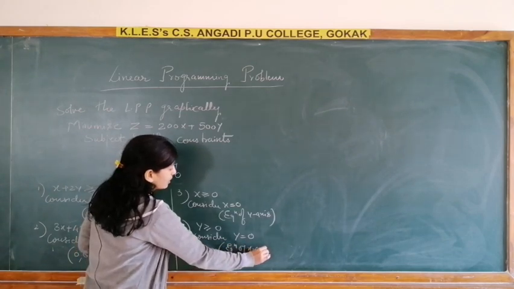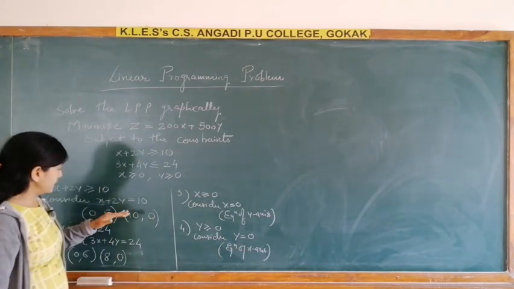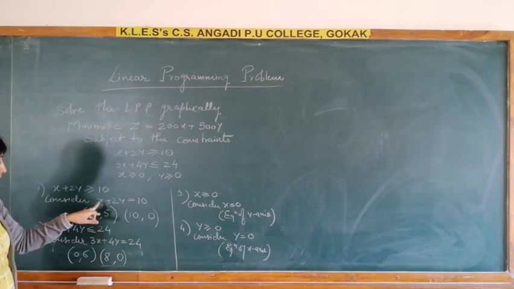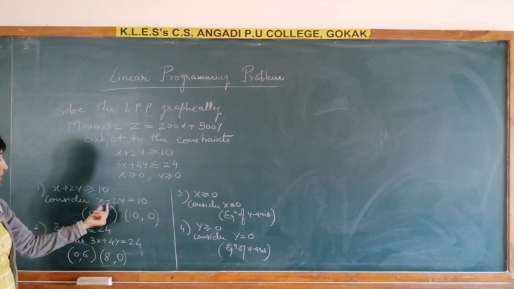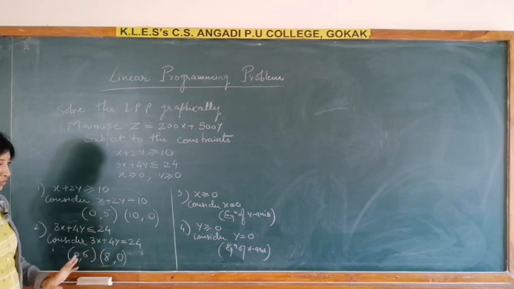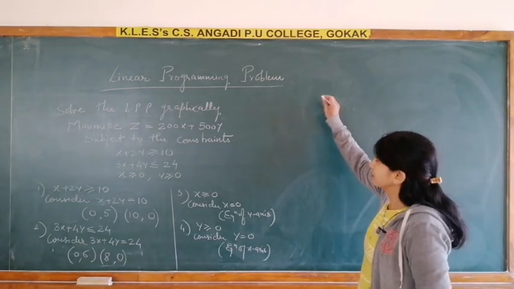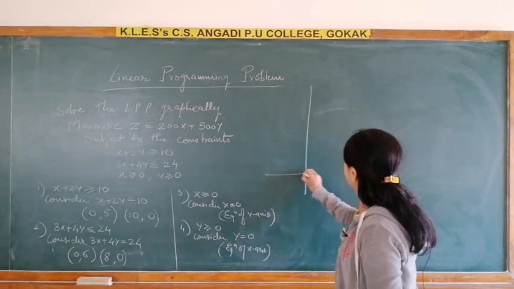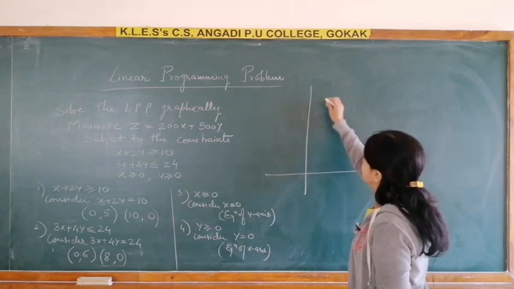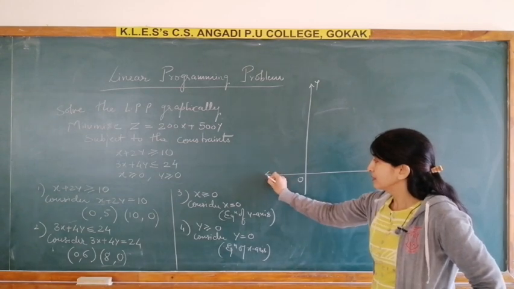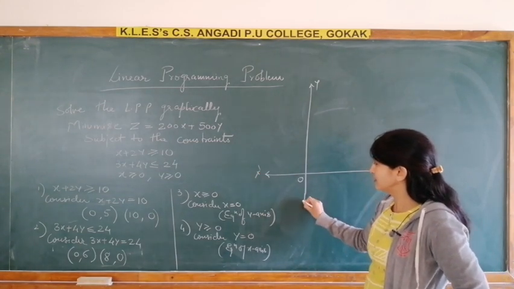So we have taken all the constraints. When it is given in two variables, find the value of x and find the points when x is 0, when y is 0. Similarly, when x is 0 and y is 0. After this, we have to draw the graph. So the graph is, this is x-axis, y-axis, origin, x dash, and this one is y dash.